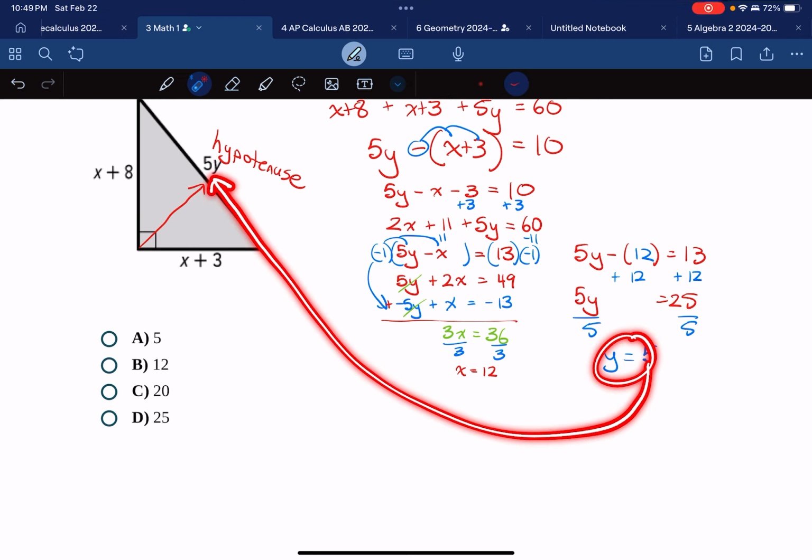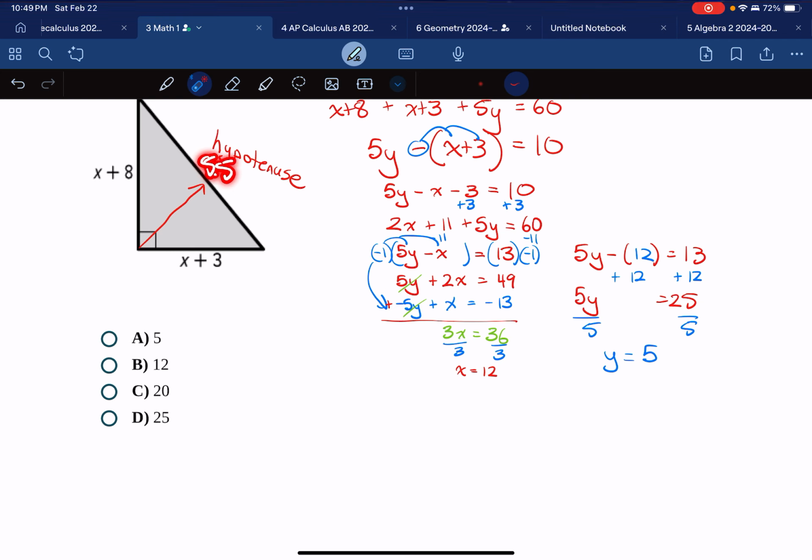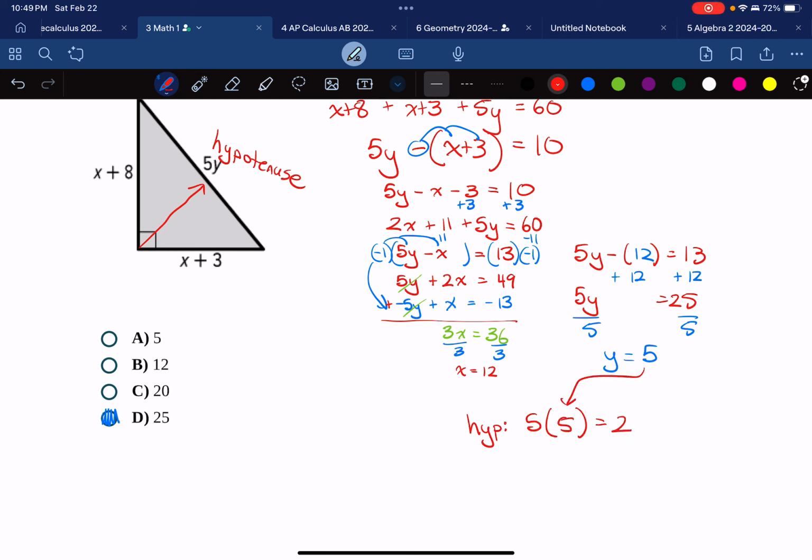And check it out. Plugging the 5 into over here, it's going to be 5 times 5. 5 times 5 is 25. The correct answer here is D, 25. Whew, and I guess I need to show my work. I can say that the hypotenuse is 5y, and 5y is 5 times 5, and 5 times 5 is 25, which is the final answer.